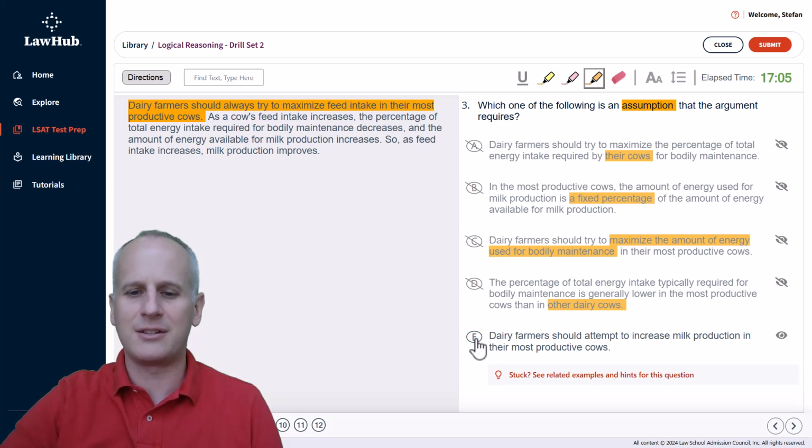So through the negation test, we can see that choice E is indeed our necessary assumption because when we negated it, should attempt to should not attempt, the entire argument failed.